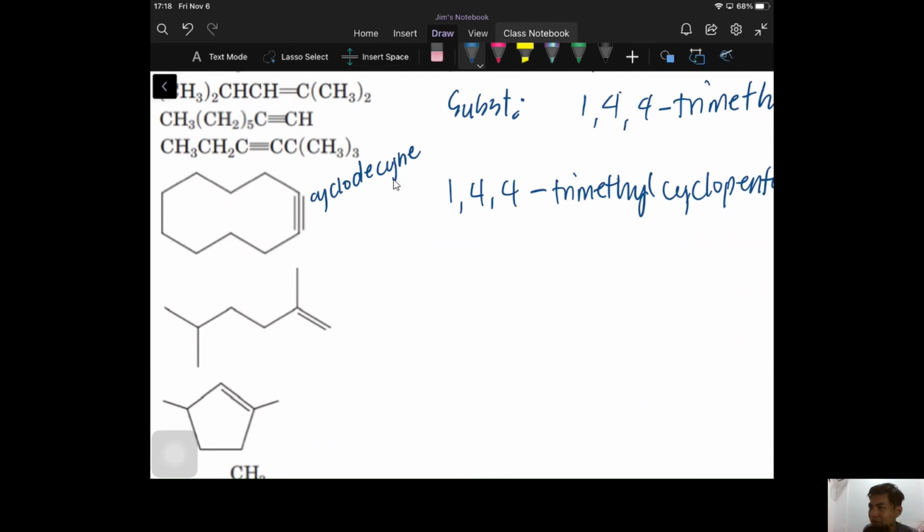Cyclodecyne yan. Okay? Wala sir, paano yun? May angle yun. Dapat walang angle yan. Mali yung drawing. Okay? Kailangan walang angle yan. Straight line dapat yan. Kasi remember, 180 degrees ang separation kapag sp hybridized or may triple bond.